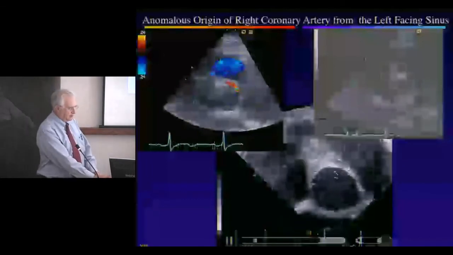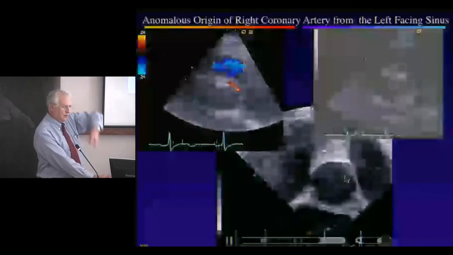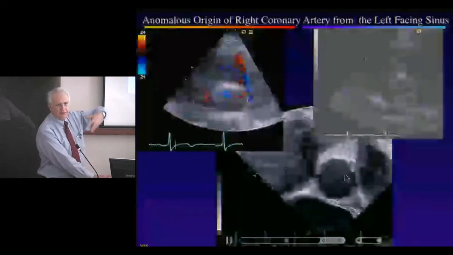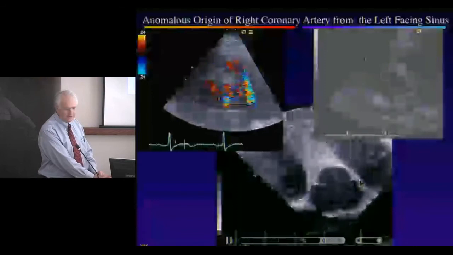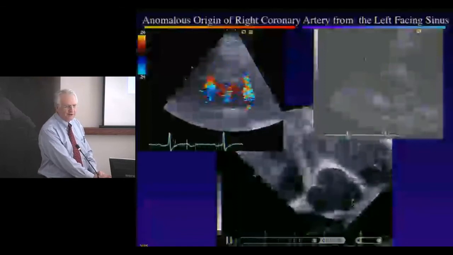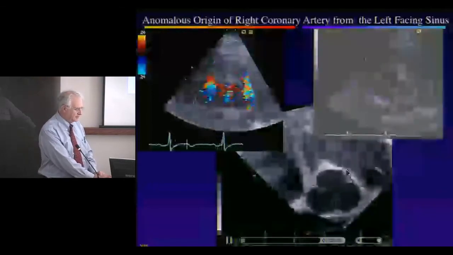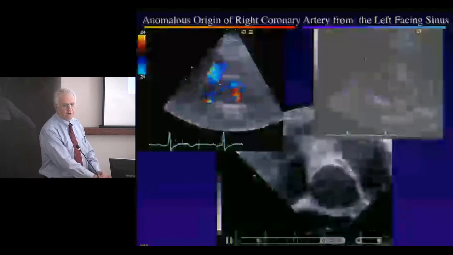Now here it's running a little lower, and in fact, because the heart not only twists, but it goes up and down, you get to see the sinus of Valsalva when you don't see the intramural coronary. But I think you can clearly see the coronary is arising off the wrong sinus here, so right off the left sinus.